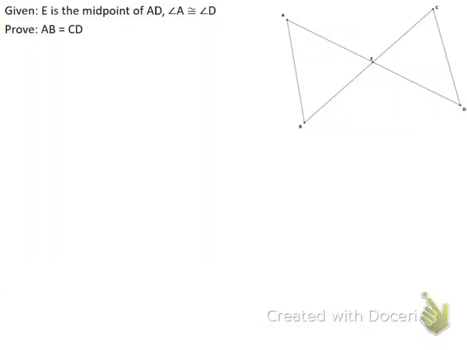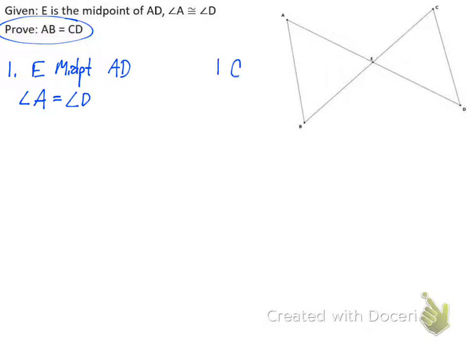With the second one, same thing. I'm going to write down my given statement first. I can tell by just seeing that I'm trying to prove that AB is equal to CD. I know that my last step is going to be CPCT, so that's kind of one of my hints. I've got E as the midpoint of AD, and angle A is equal to angle D by my given.